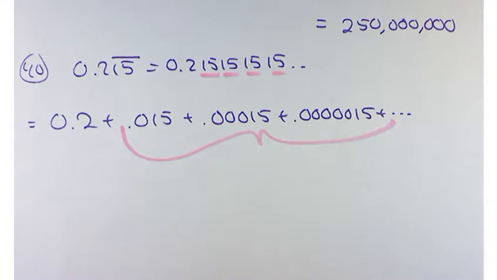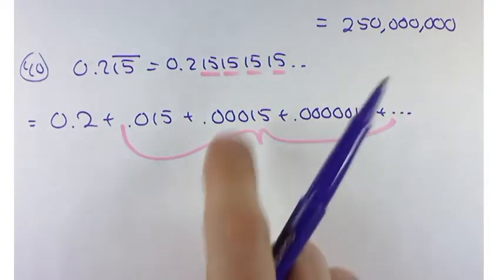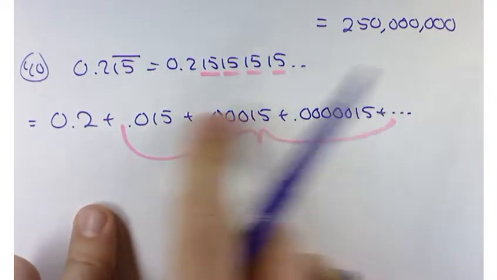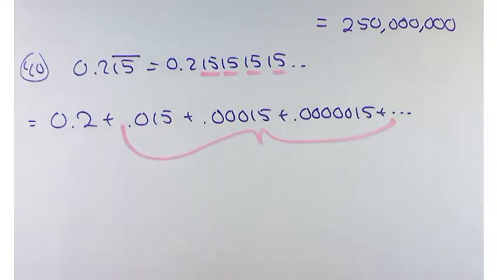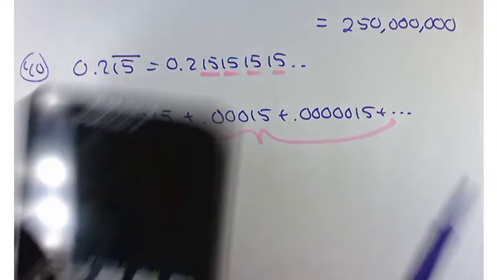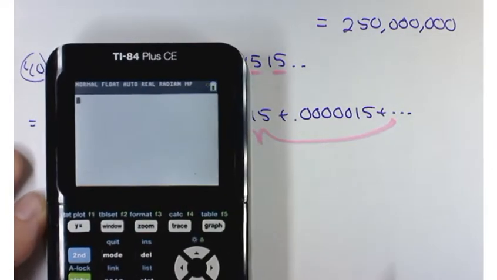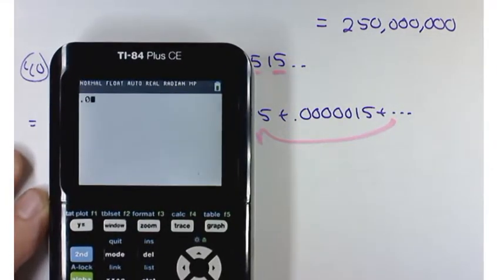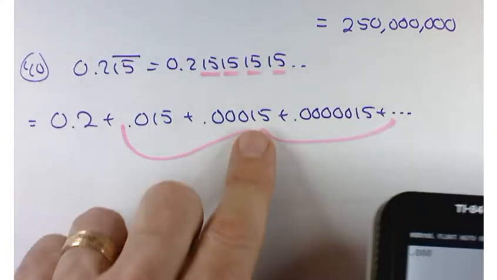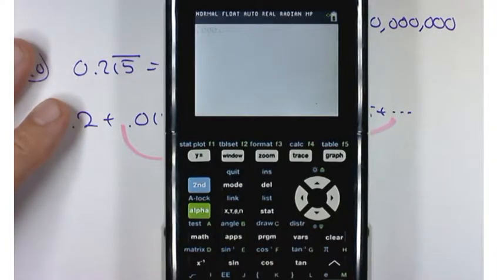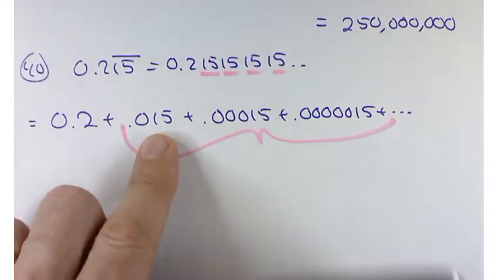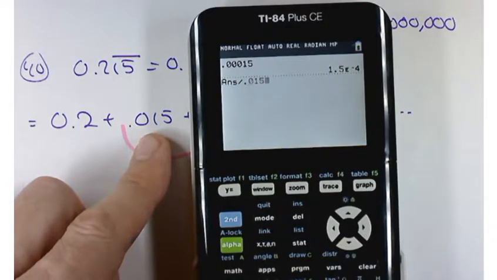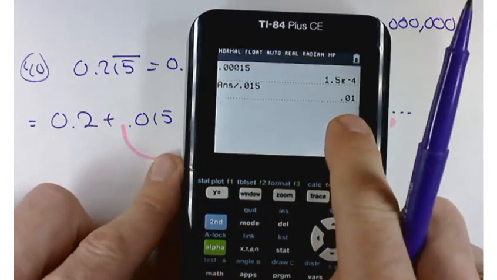It's a geometric series. If you're not sure with your geometric series, what you can do is take one term and divide it by the next. So you should get a constant ratio. Let's see if that's true. Let's take 0.00015, and I'll divide that by this one, 0.015, and I get 0.01.